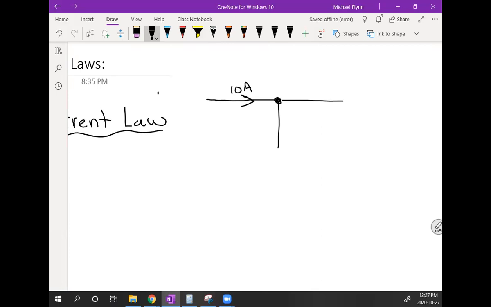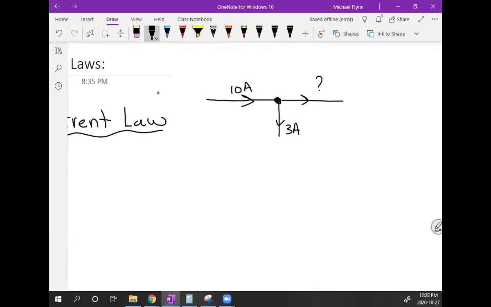Well, these are always one-way streets. So you can't have anything flowing the opposite way. So the only way this makes sense is if you could have two currents going out like this. Now, let's say this current here was 3 amps. Well, then how much is this one?